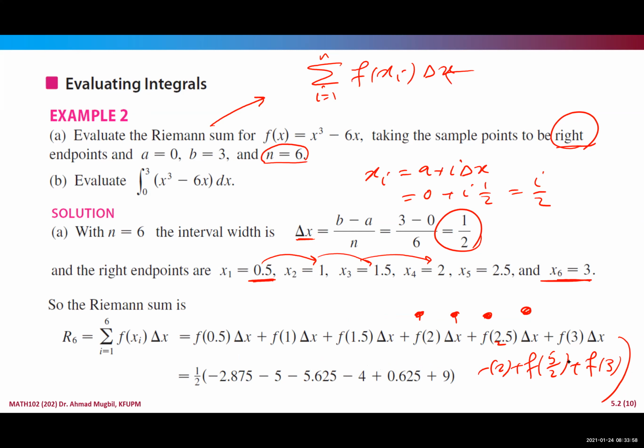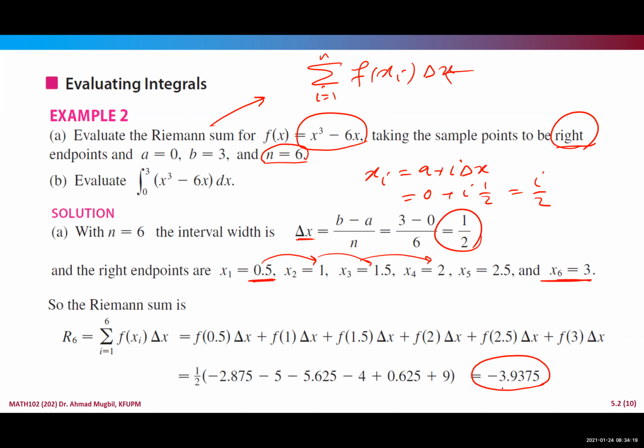Now it is a matter of calculation. Of course, you can do it without a calculator, but for this kind of function, it is not easy. It will take time, so you need a calculator in this case to save your time. Now, look at the Riemann sum, shabab. It is negative. So can we say that this is approximately the area? No, the area cannot be negative.